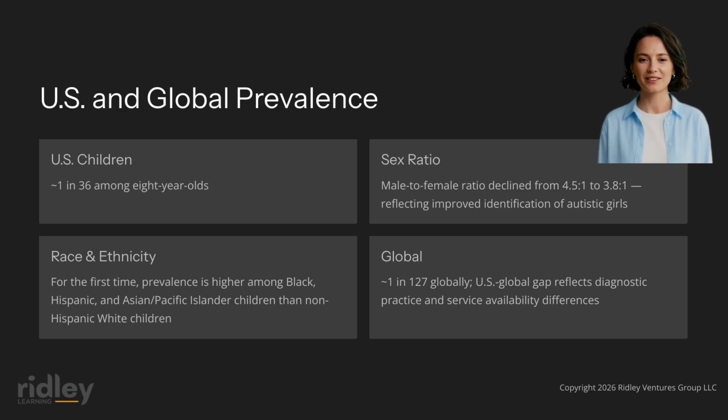A separate global burden of disease analysis across 204 countries from 1990 to 2019 found that age-standardized estimates remained broadly stable globally, but that both prevalence and overall disease burden, which combines years lost to premature death with years lived with disability, increased in high socio-demographic index countries. This is consistent with changes in who gets identified rather than a biological change. The gap between the US figure of 1 in 36 and the global figure of 1 in 127 is best explained by differences in case ascertainment methods, diagnostic practices, and service availability.